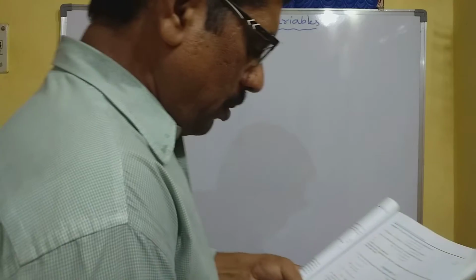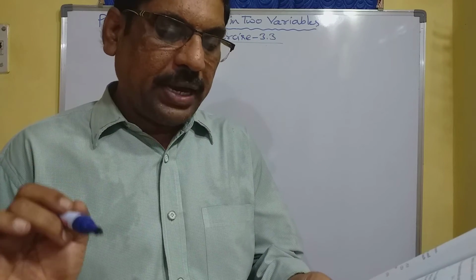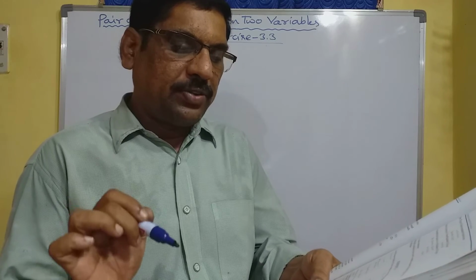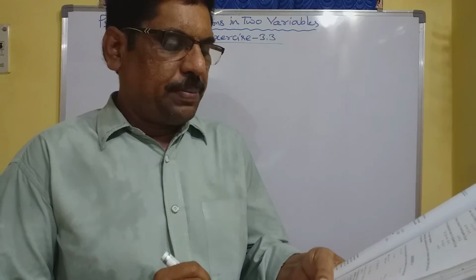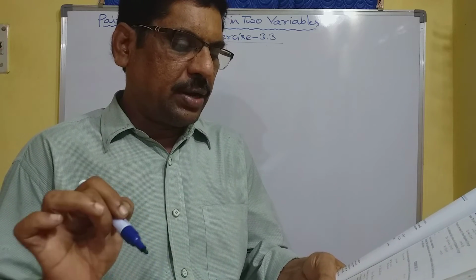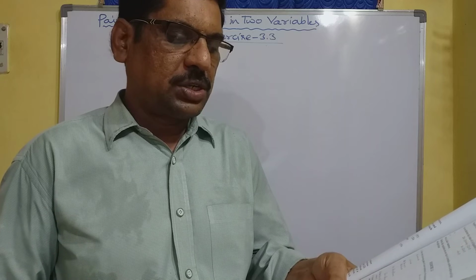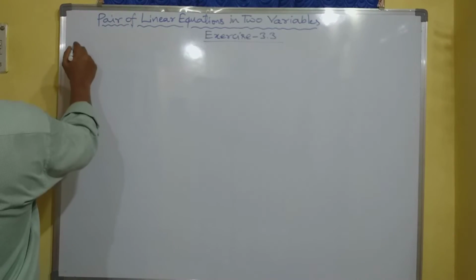Now the third problem from the third exercise. The coach of a cricket team buys 7 bats and 6 balls for 3,800 rupees. Later, she buys 3 bats and 5 balls for 1,750 rupees. Find the cost of each bat and each ball. Now, look at this.